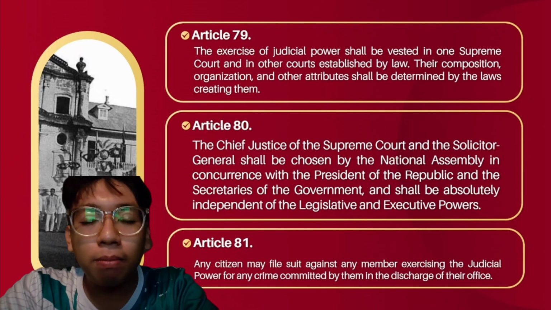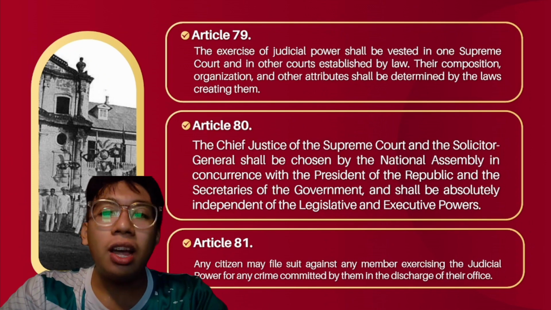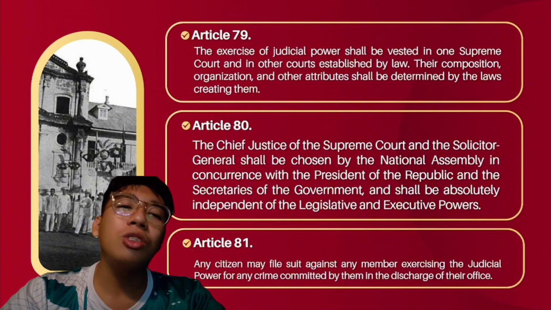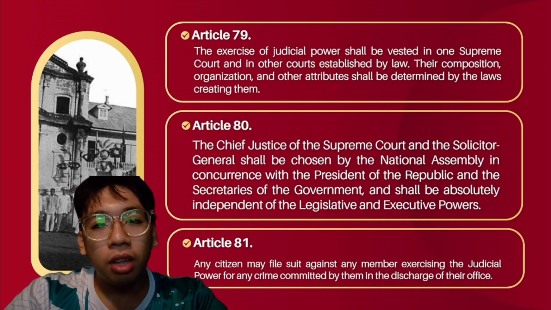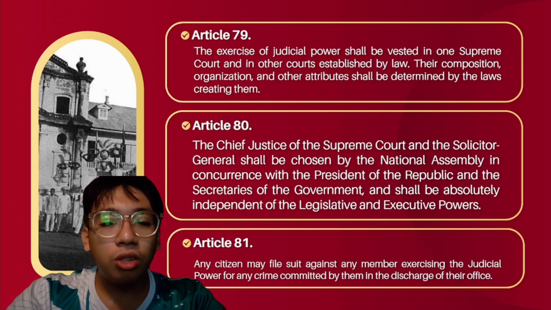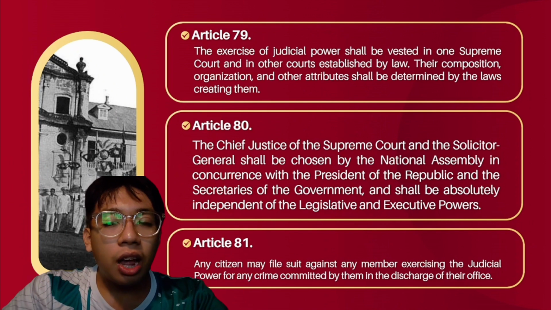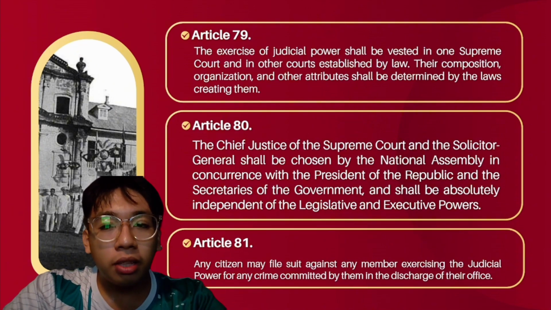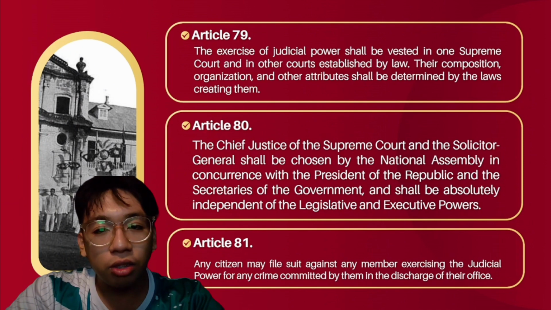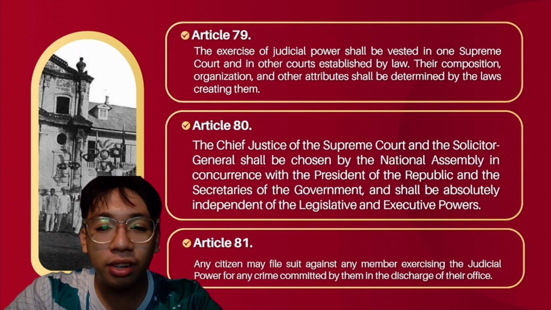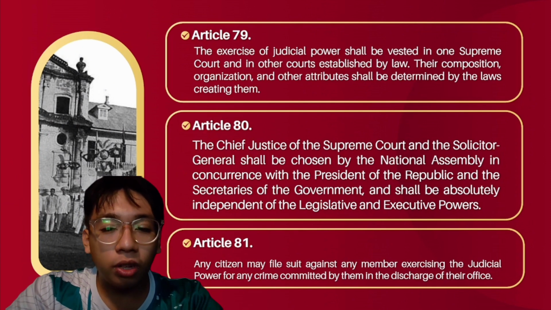Hello guys, it's my time to present to you the 1899 Constitution, also known as the Malolos Constitution. Title 10, also known as the Judicial Power, under Article 79, established the independence of the judiciary, ensuring that judges can operate without interference from other branches of government. It ensures the autonomy and the check and balance of the courts.